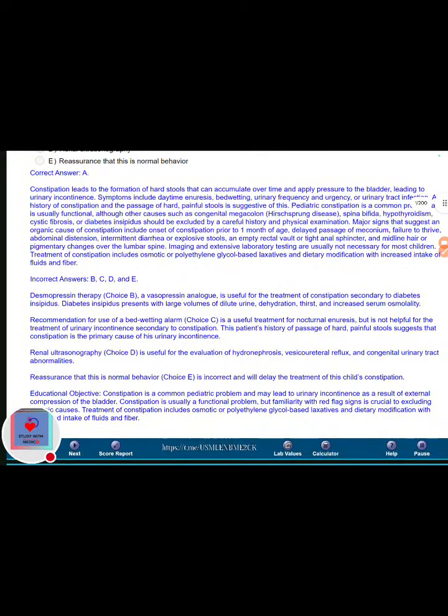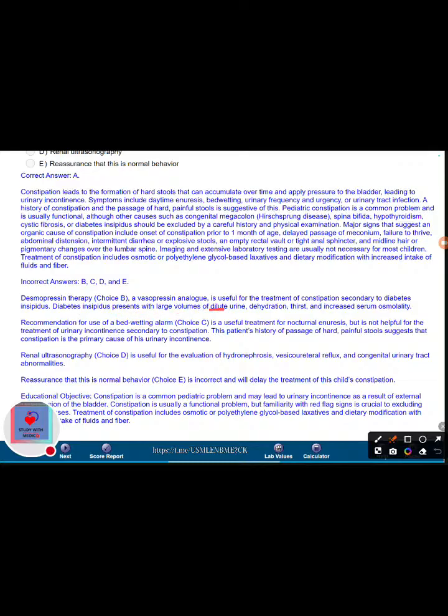So because of constipation, there was urinary incontinence, so we are prescribing a laxative to smoothen it. Desmopressin is a vasopressin analog, useful for the treatment of diabetes insipidus.